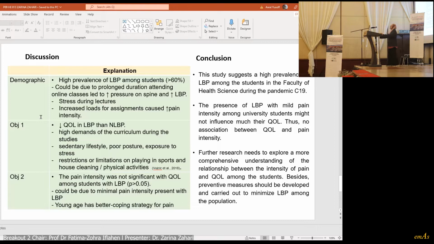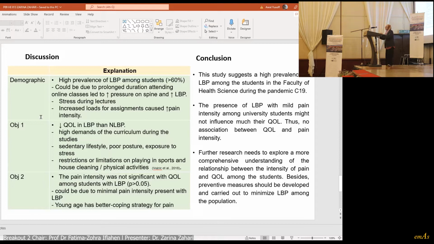As for the conclusion, this study suggests a high prevalence of low back pain among students in the Faculty of Health Sciences during the COVID-19 pandemic, and the presence of low back pain with mild pain intensity among university students might not influence their quality of life. Therefore, no association between quality of life and pain intensity was found. Further research is needed to explore a more comprehensive understanding of the relationship between pain intensity and quality of life among the students.